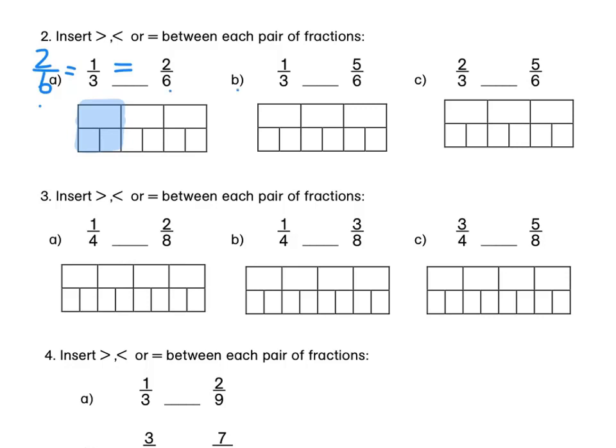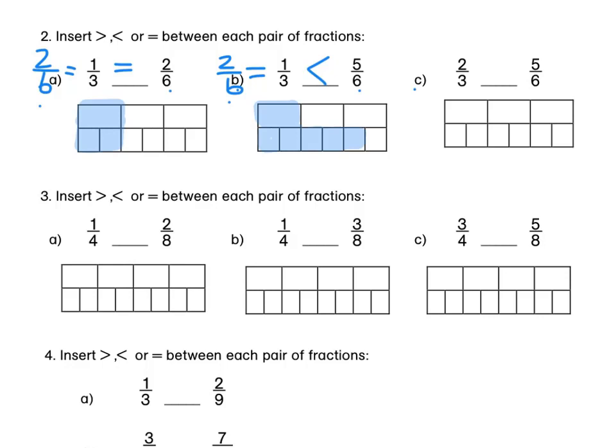For B, let's shade 1/3 in the thirds block, and directly beneath it we have 1, 2, 3, 4, 5, 6. So we see that 5/6 is much bigger than 1/3, and that is because 1/3 is only equal to 2/6. If we compare 6 to 6, it's nice and easy.